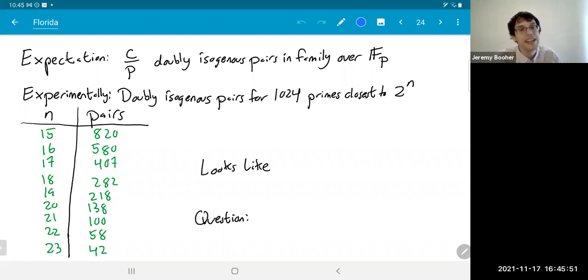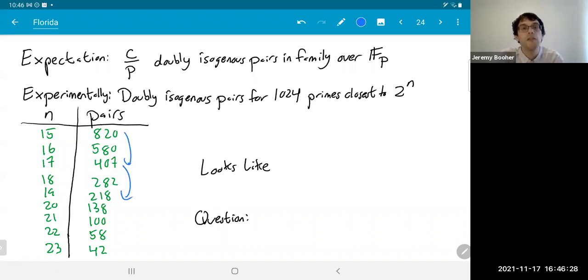And I've written it down very nicely in this chart, just so you don't think it's too easy. Some of the larger values of n took about a week of CPU time. And so our prediction was that we have a constant over p doubly isogenous pairs. For primes around 2 to the n, the primes are all roughly the same size, and if we increase n by 1, we would double the size of the prime. So we should be having half the number of doubly isogenous pairs. Is that what we see?